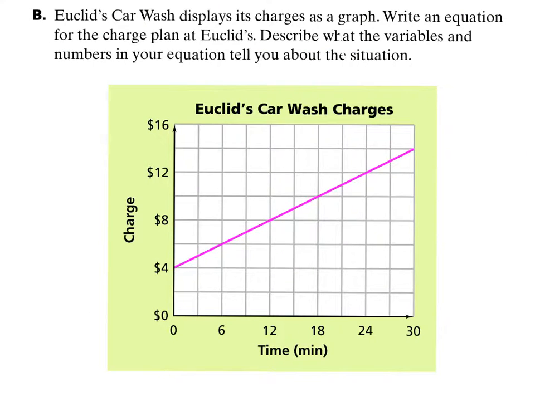Next we'll look at Euclid's car wash. Their charges are presented in a graph instead of a table.